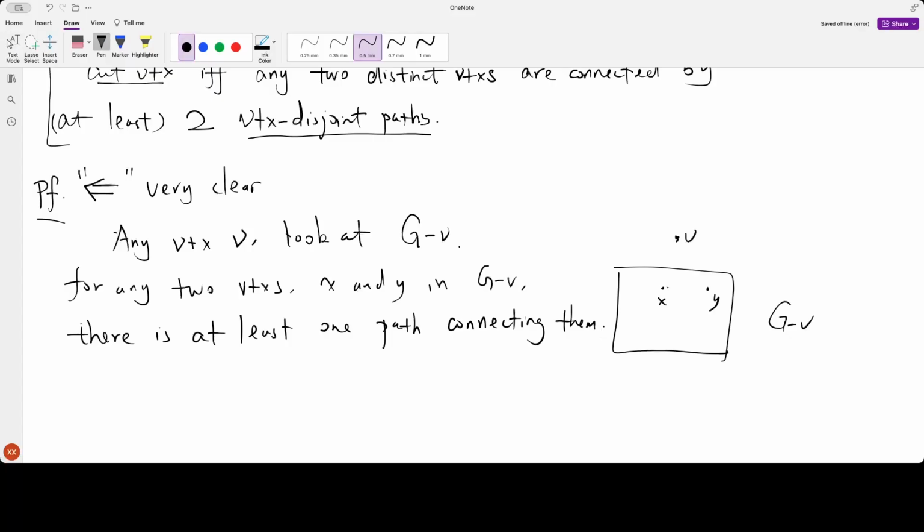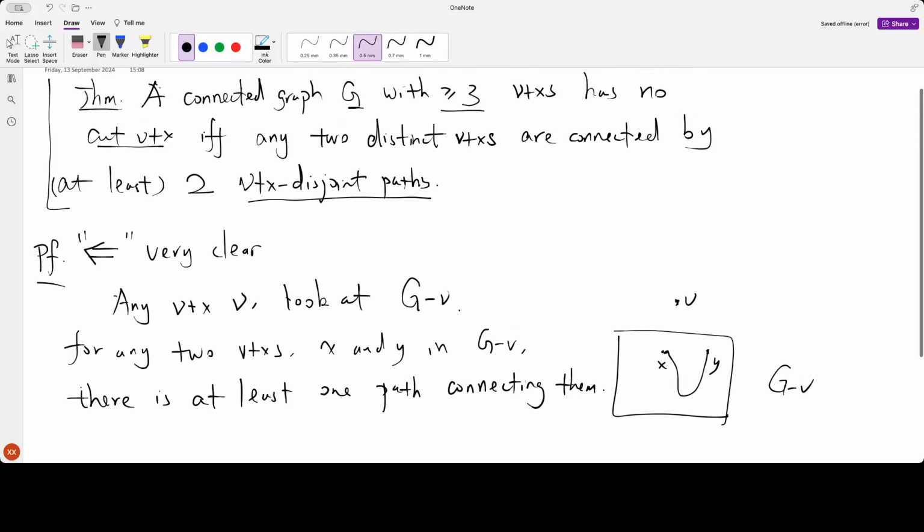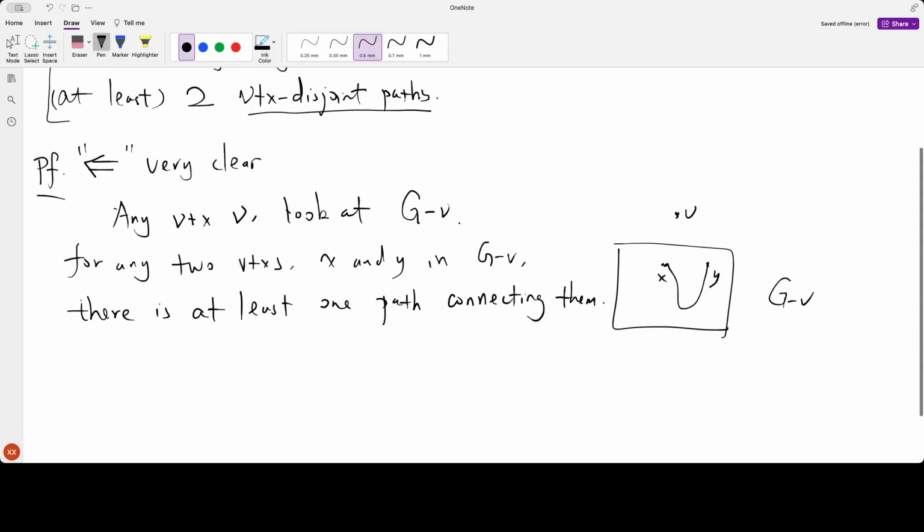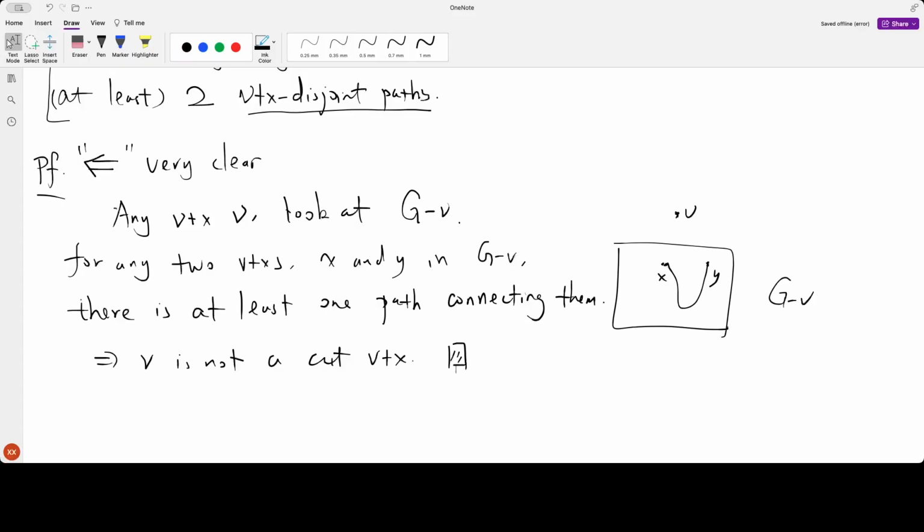So let's say some path. Sorry, what I said before is not called a bridge. A cut edge is called a bridge, so this is a cut vertex. What does this mean? It means that v is not a cut vertex. You take any vertex v and you prove that it's not a cut vertex, so there is no cut vertex. So this direction is pretty clear.